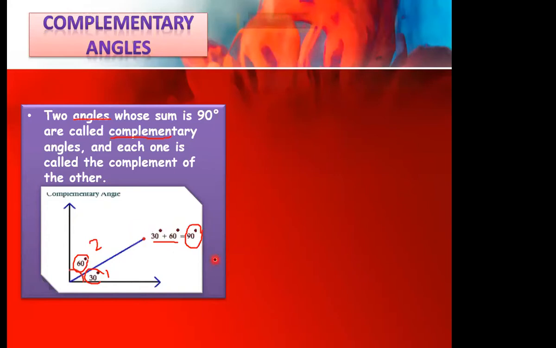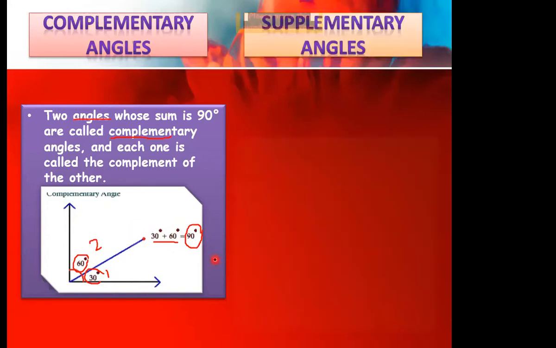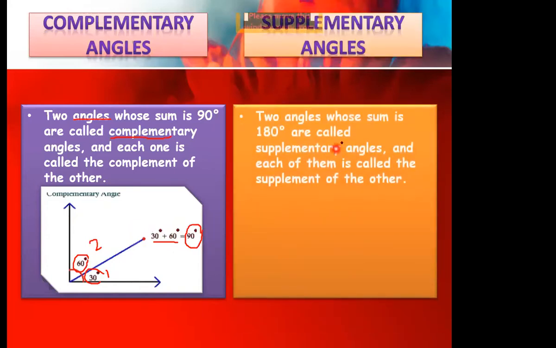Okay, similarly, what are supplementary angles? If two angles whose sum is 180 degrees, they are called supplementary angles. If the sum is equal to 180 degrees, it will be called a supplementary angle, and each of them is called the supplement of the other.